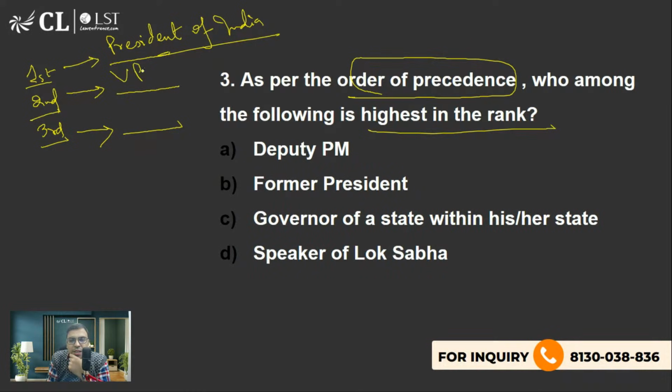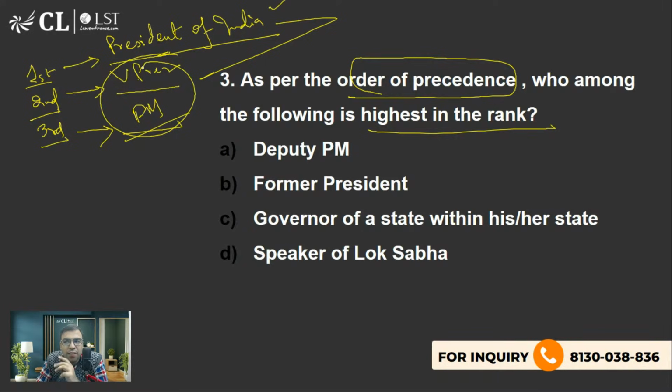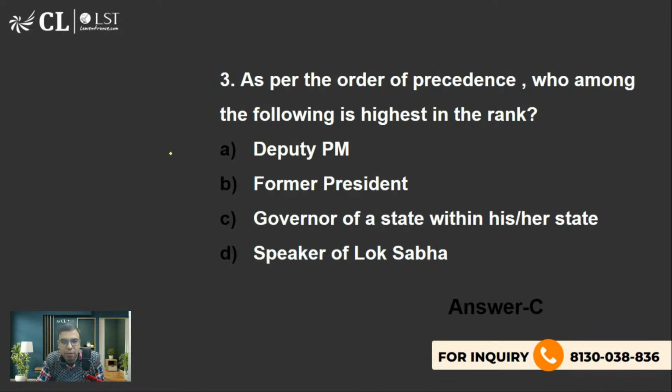Second is the vice president, and the third is the prime minister. So basically, if a president and vice president are invited to a guest function, then the president of India will be the chief guest. Similarly, if the vice president and prime minister are both invited to any function, then the vice president would be the chief guest, because that person is higher as far as order of precedence is concerned.